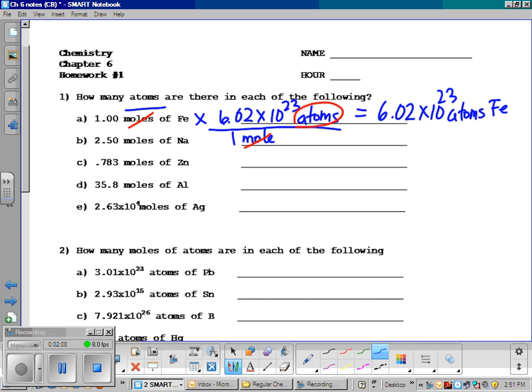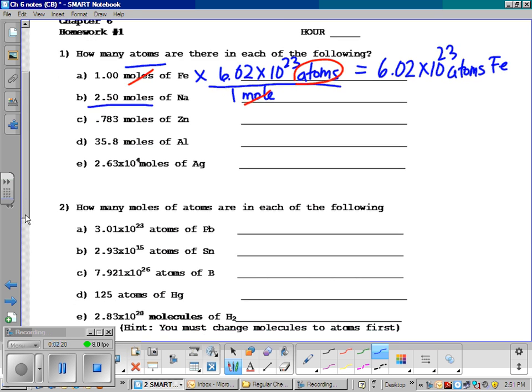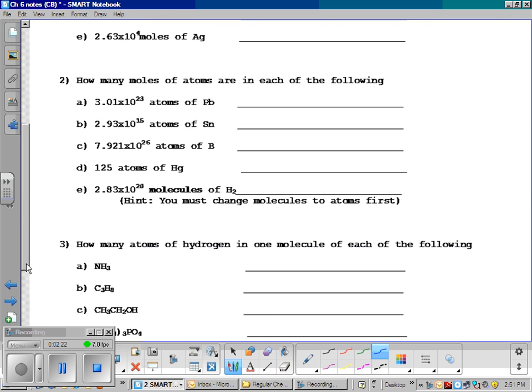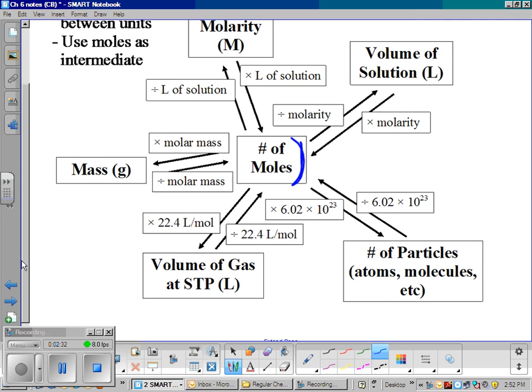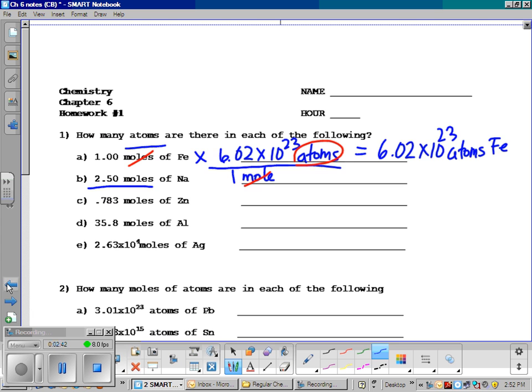If you take a look at the next one, you're going to be doing the same thing. You are just going to take this 2.50 moles, multiply by Avogadro's number, and get your answer. All of these are going to be the same pattern. Now if we go to the next one, you're going to see how many moles of atoms are in each of the following. This time I am starting with atoms and going to moles. If I take a look at my mole map, I'm starting with atoms and I want to go to moles. If I follow my path, it's saying I divide by Avogadro's number to do these problems. So that's what we'll do.